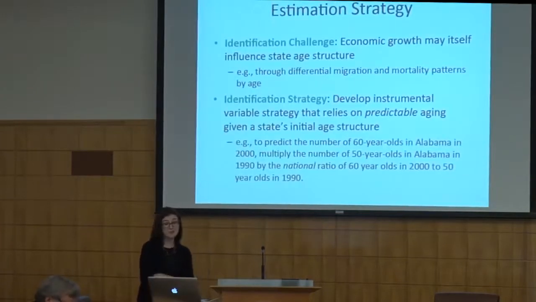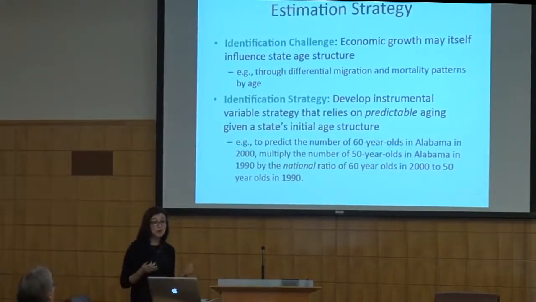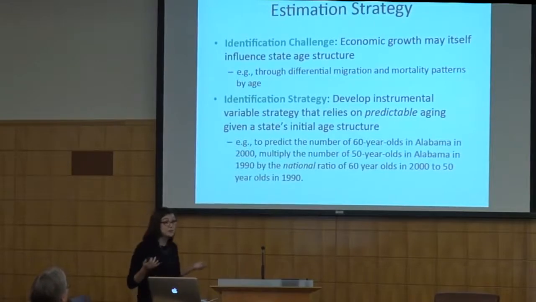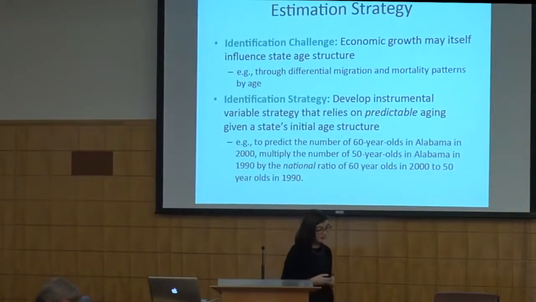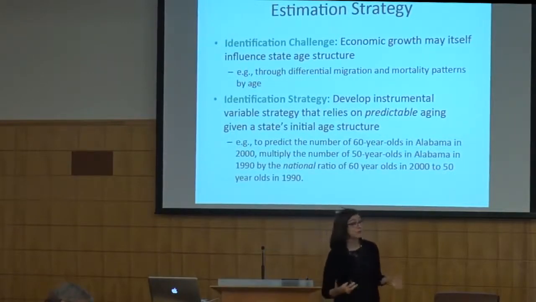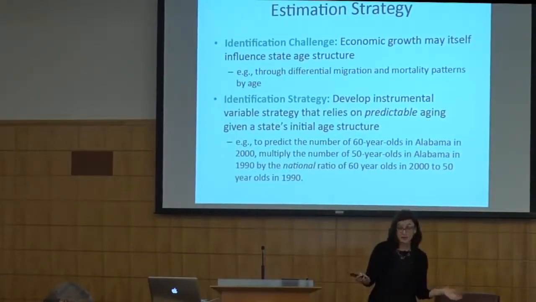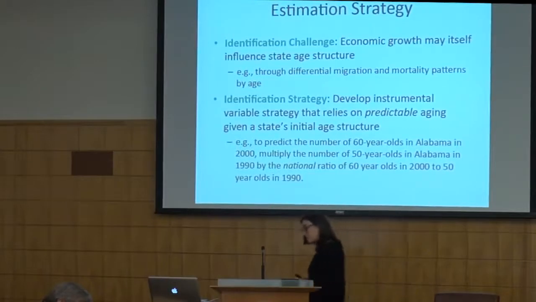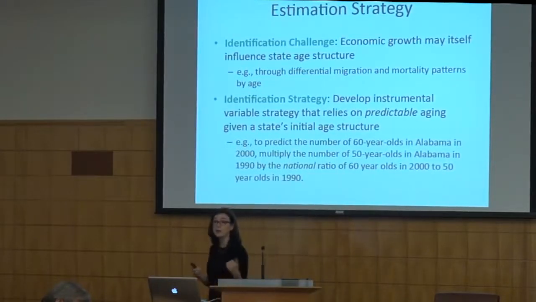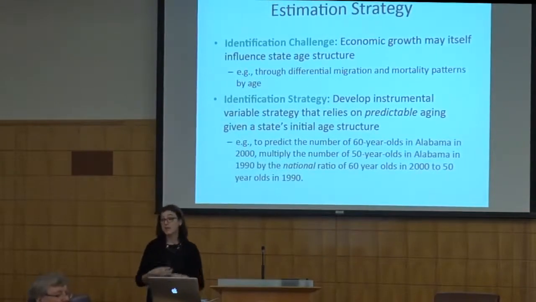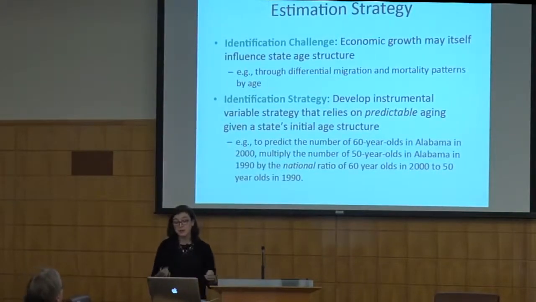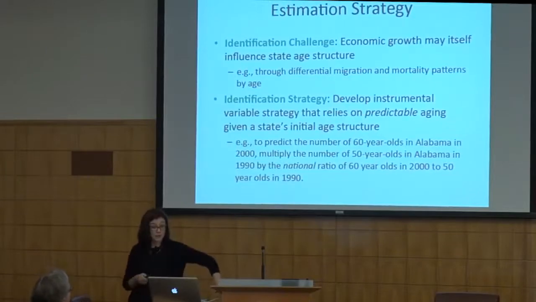The identification challenge, of course, is that economic growth may itself influence the state age structure. So you can, for example, imagine that areas that are experiencing slowing growth, perhaps slowing growth caused by population aging itself, may in turn cause outmigration by prime age workers into other states, okay? And that's going to tend to exacerbate the effect on the age structure, making the effect of aging look a lot bigger than it otherwise is.